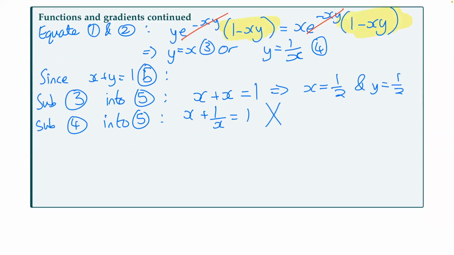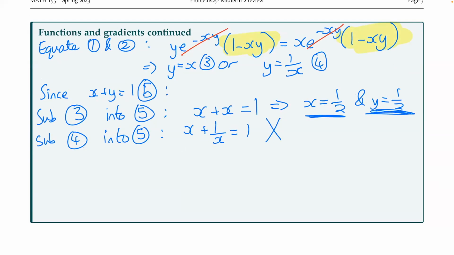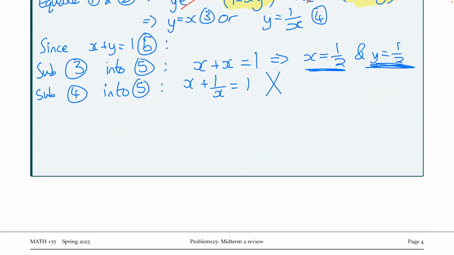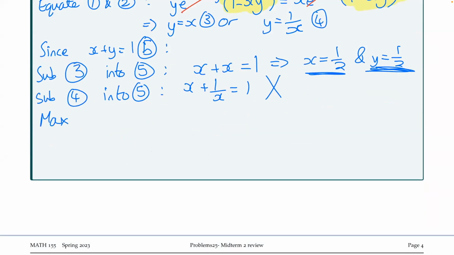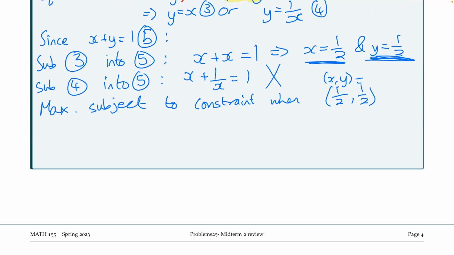Okay, so we have our condition, x is equal to a half, y is equal to a half, and that's saying that our function f of xy has a critical point when x is equal to half and y is equal to half, or rather, it has a critical point subject to this constraint here, x plus y is equal to 1. So our maximum value of our function, remember this could be something like a crop yield, maximum value subject to a constraint, when xy is equal to a half. And we're asking the question, what's the maximum value?